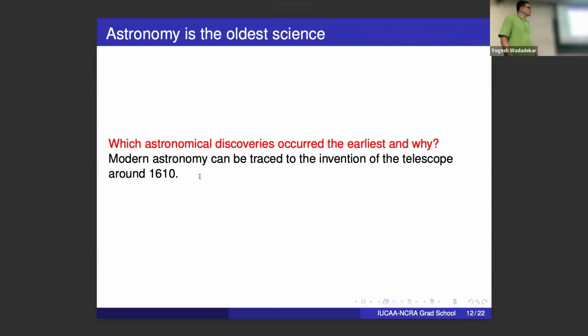Yeah. So astronomy is the oldest science. So if you ask yourself, which astronomical discoveries occurred the earliest and why? Okay. So would you like to think about it? What were the first things that people discovered about the sky?